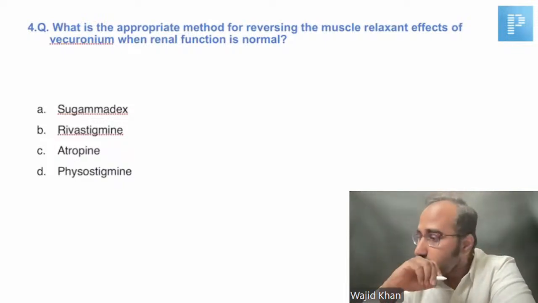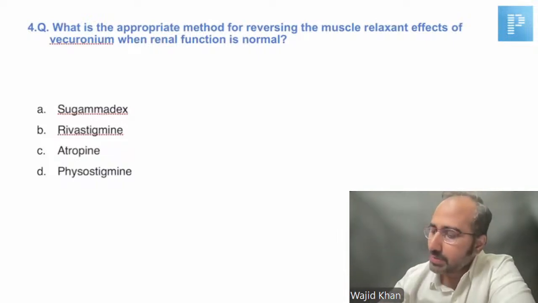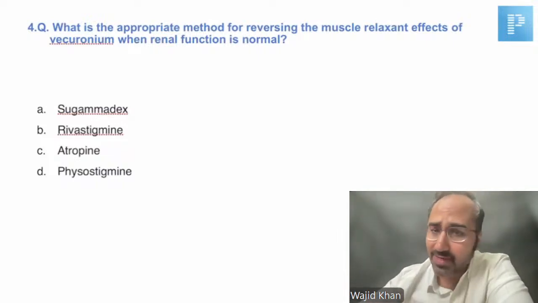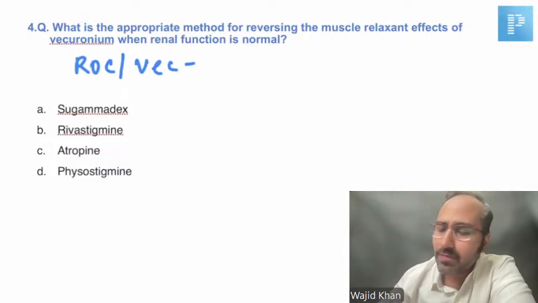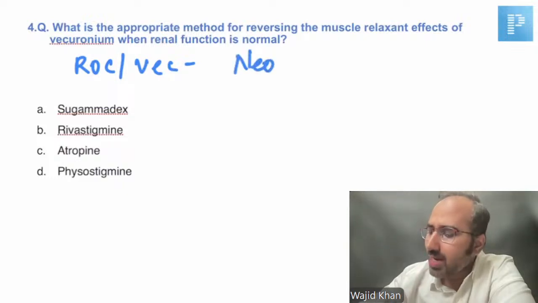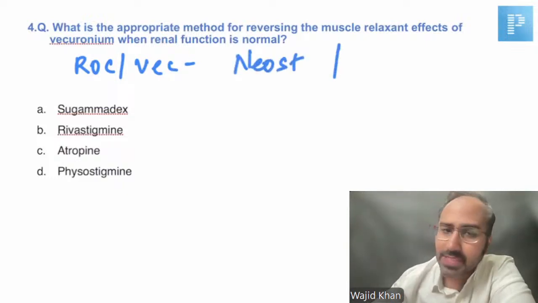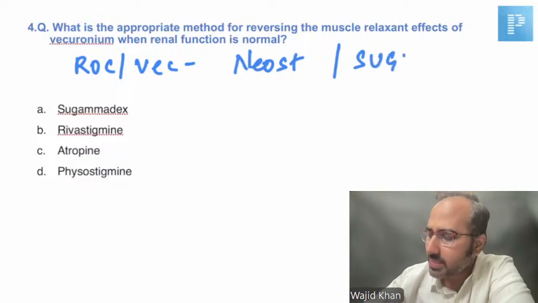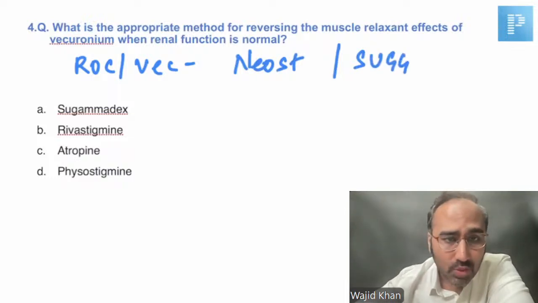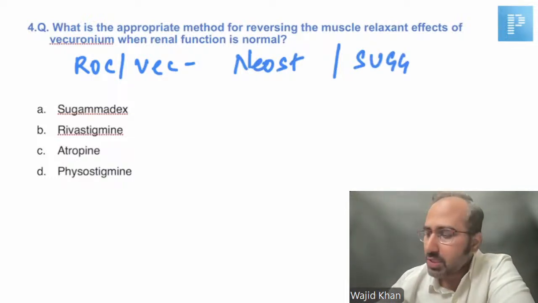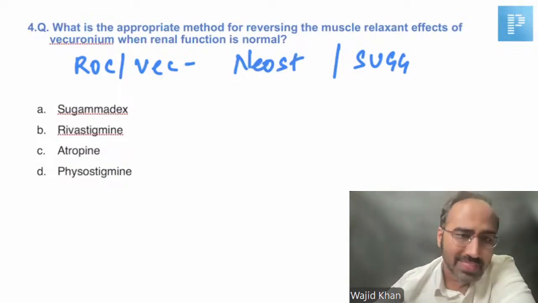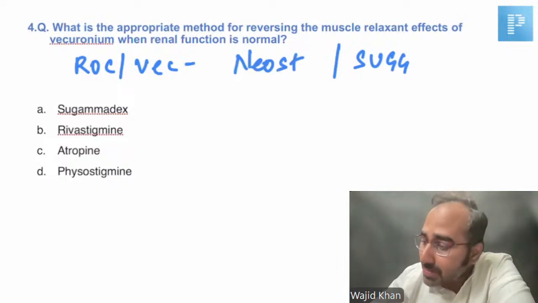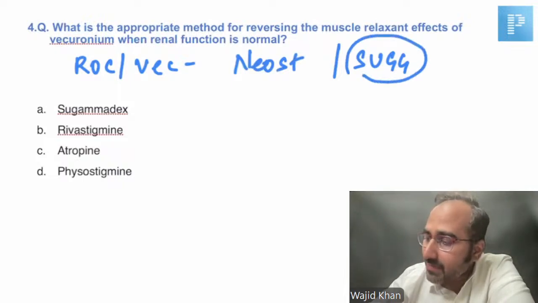Now guys, what we need to understand is either it is rocuronium or vecuronium, it can be reversed by two reversal agents. One reversal agent is called neostigmine. Other reversal agent is called sugammadex. Remember, neostigmine is the most commonly used reversal agent for reversing almost all muscle relaxants. But sugammadex is a selective reversal agent.